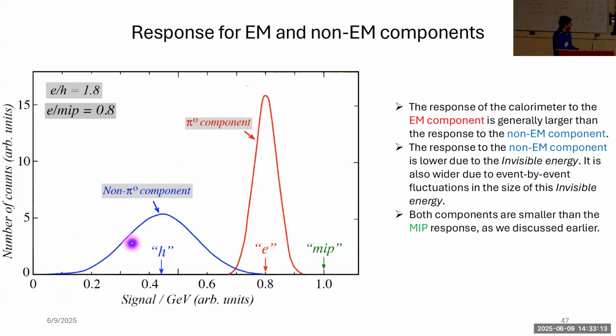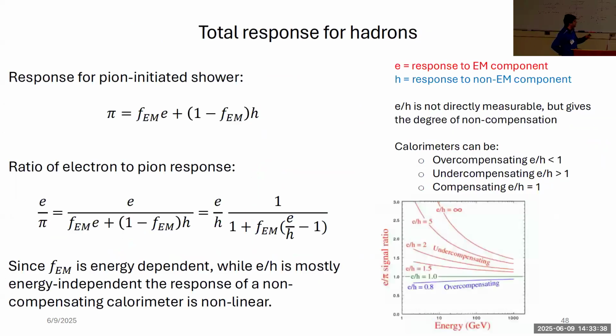Notice that the H tends to be lower, and this is due to the invisible energy that I mentioned, that some of the energy in the non-pi zero component is lost to the binding energy effect, or what we call the invisible energy. It's also wider, and that's due to the event-by-event fluctuations in the size of that invisible energy.